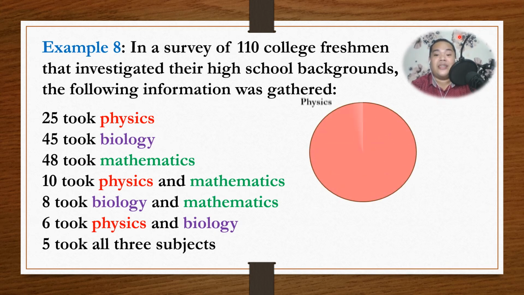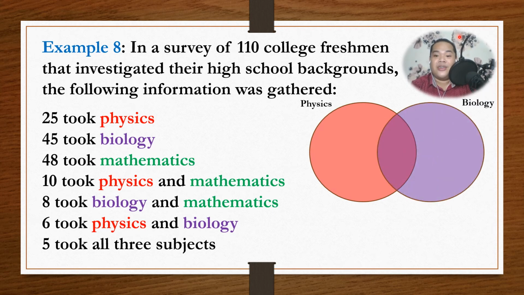Let's consider this red circle to be the students enrolled in physics. The violet circle is for biology, and the green circle is for mathematics. Let's start by putting 5. 5 took all 3 subjects. That will be at the center. Next is 8 took physics and biology. Physics and biology is red and violet. Since 5 is already in between physics and biology, we now have 3 students left.